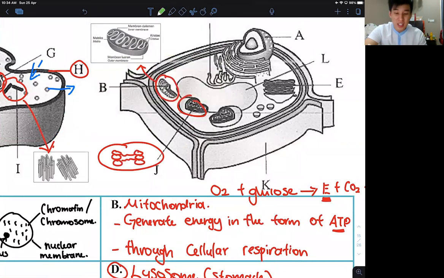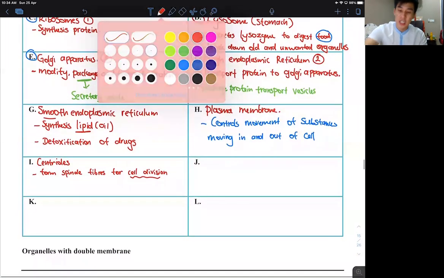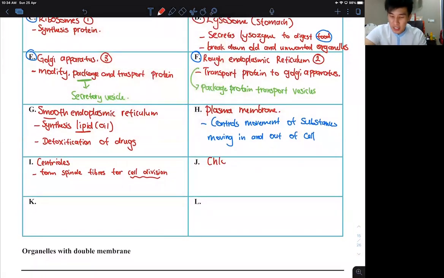Chlorophyll is something that's inside the chloroplast. So chlorophyll is inside the chloroplast, and this organelle is called the chloroplast. We remember, phyll is inside. So its function is to basically absorb sunlight. What do I use the sunlight for? For photosynthesis, to carry out photosynthesis.